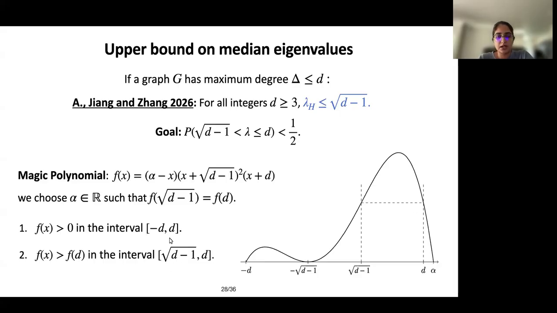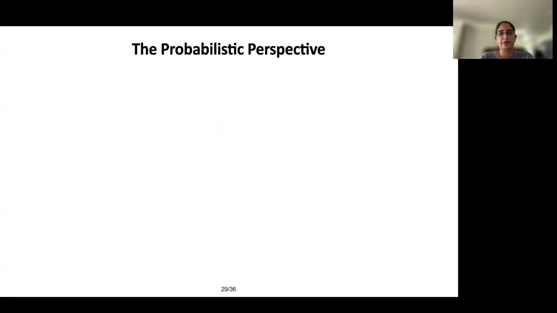So these two observations, which are consequences of choosing our polynomial f(x) so, we'll see are useful later on in the proof. I talked about giving you a probabilistic method. So here's the probabilistic perspective to this problem.